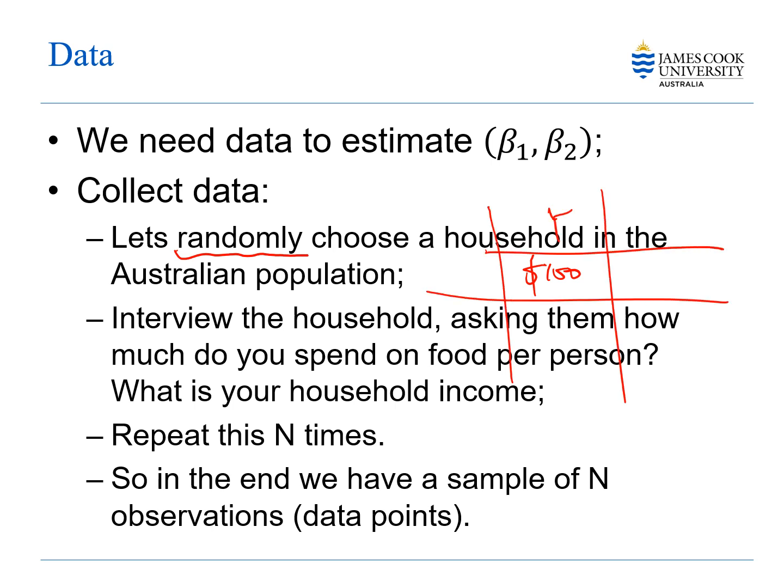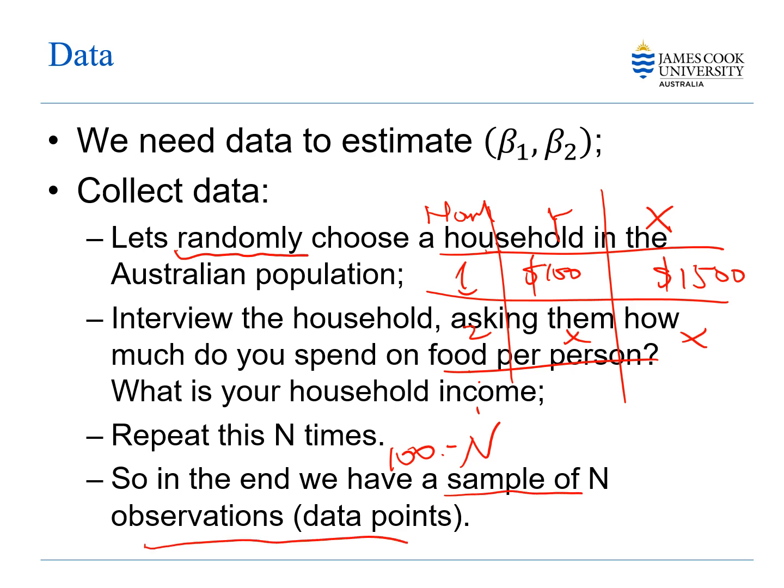So this is household 1. Then I'm going to ask, what is your household income? And he or she might answer, say, $1,500. So now we have one data point, one observation. We repeat this. Say second house, randomly choose one more household from the Australian population, do the interview, collect the data, and so on and so forth until we repeat n times, in this case 100. So we randomly sample 100 households from the Australian population, and through interview, through survey, we collect this data. So in the end, we have a sample of n observations, data points.